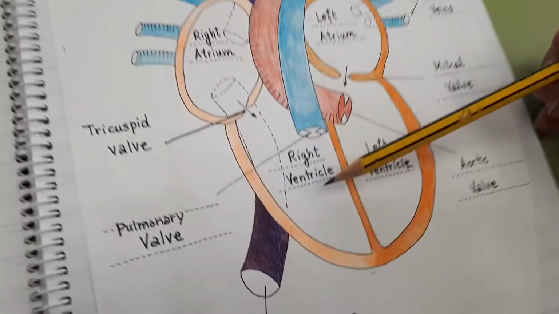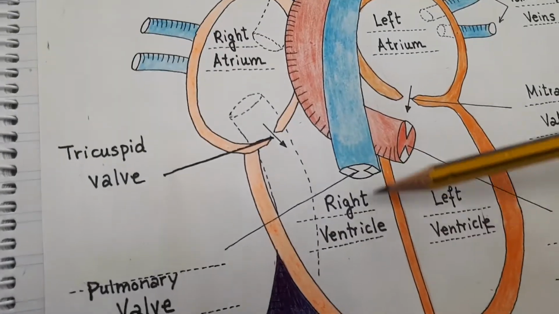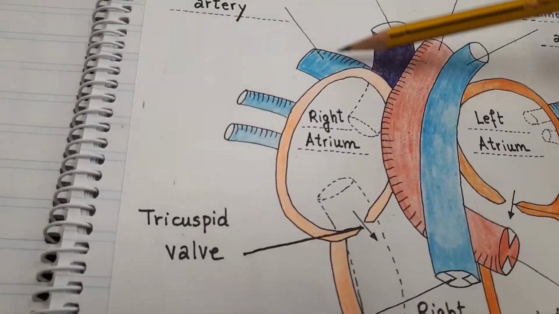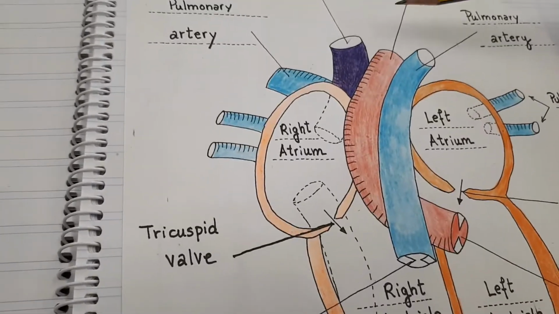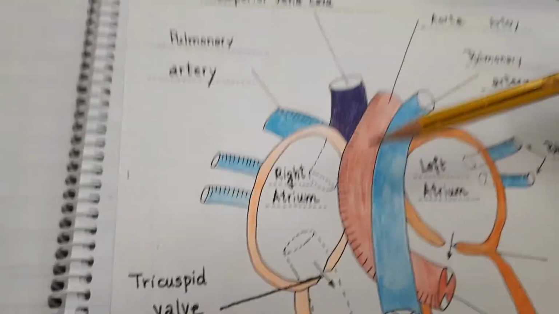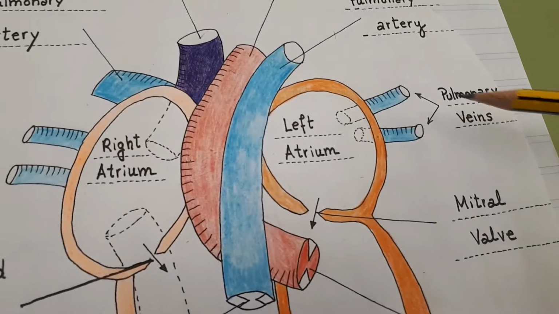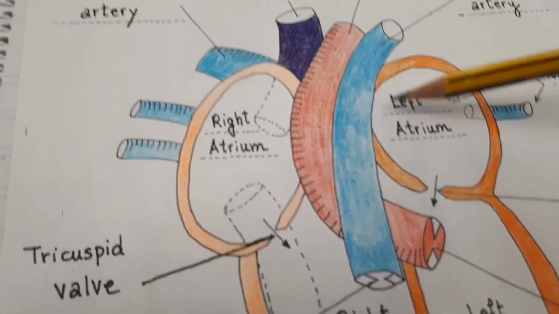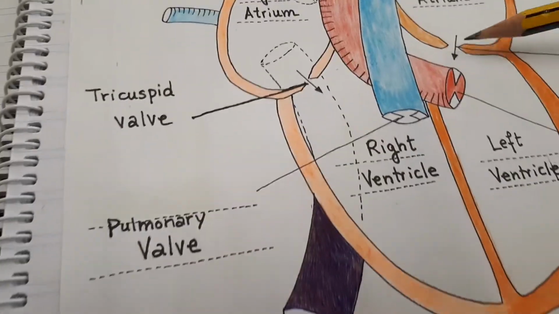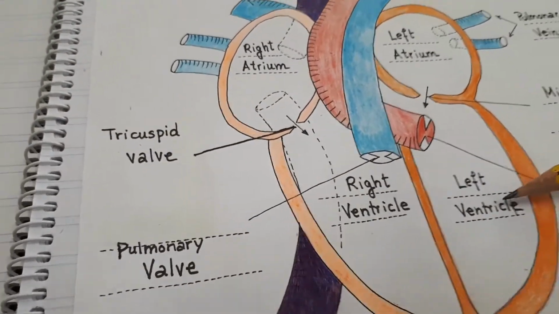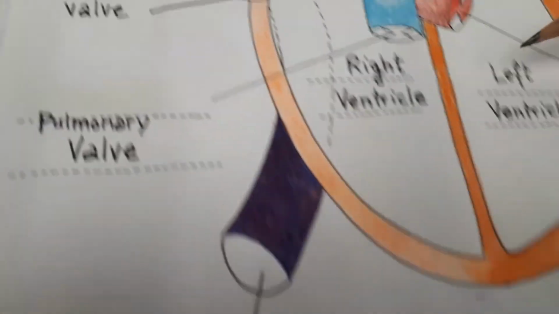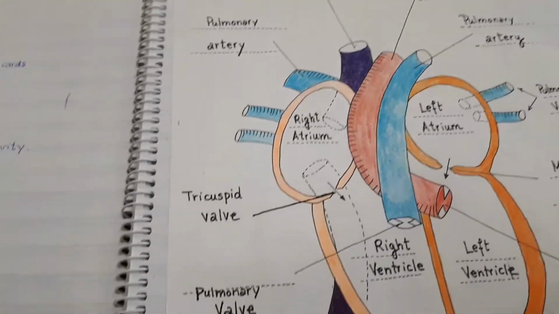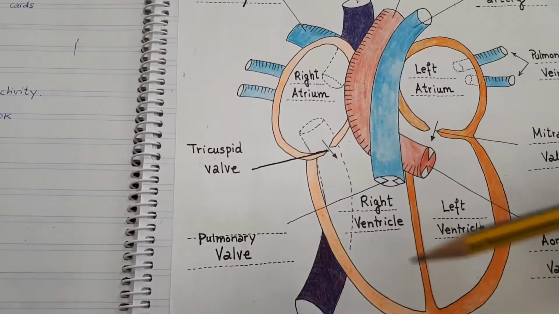There they pass to the right ventricle, and then they are expelled through the pulmonary artery, which is this one and also this one. The blood goes to the lungs, gets oxygen, gets rid of carbon dioxide, comes back through the pulmonary veins, we have here, and it ends up in the left atrium. It passes to the left ventricle, and there it's pushed through the aorta artery to the rest of the body, completing the circulation of the heart.